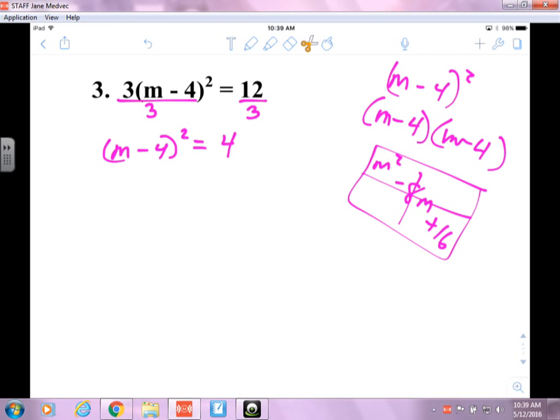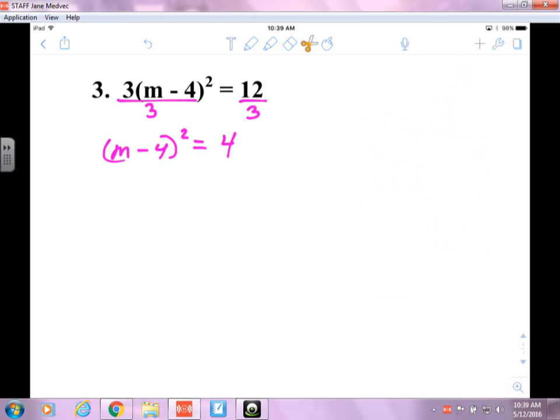So what we're going to do, delete that, because we can't do that. I'm going to square root both sides. And I can do that. Okay. So then what I get is m minus 4 equals plus minus 2.